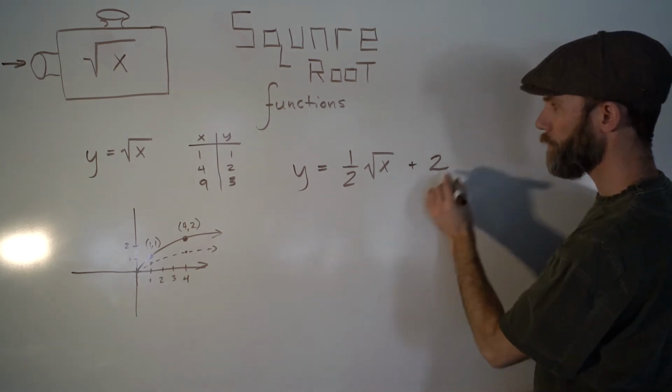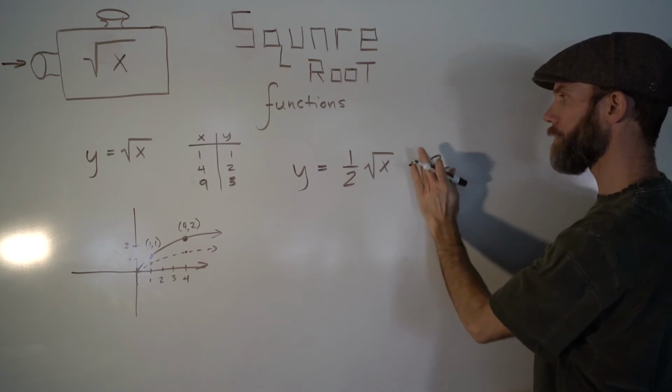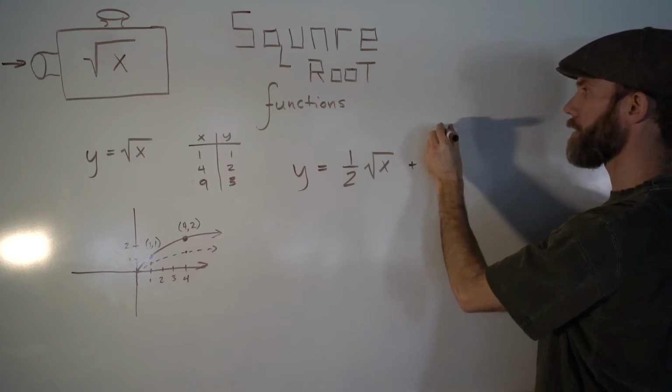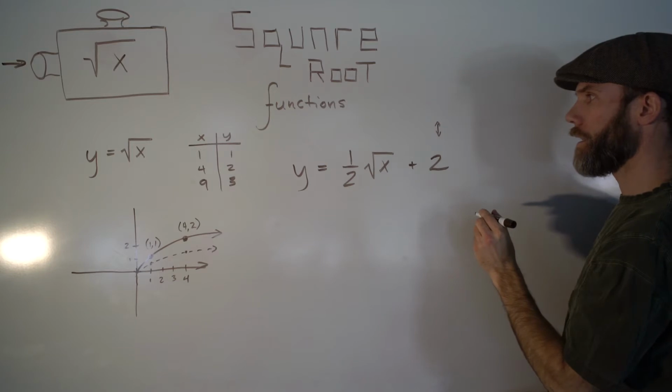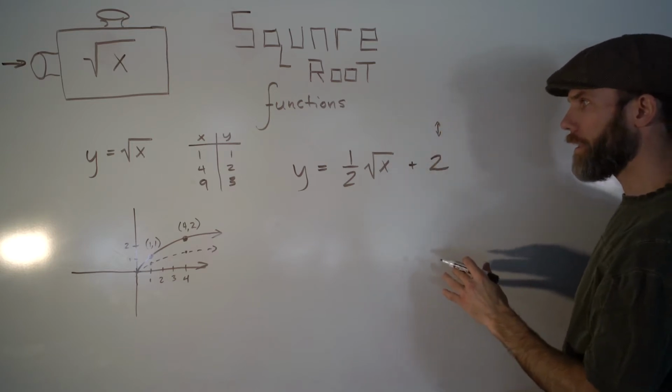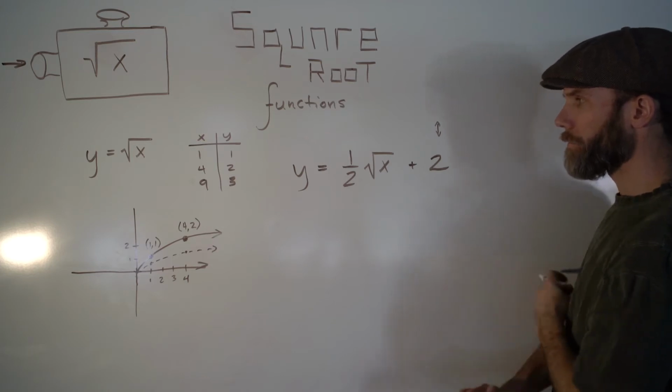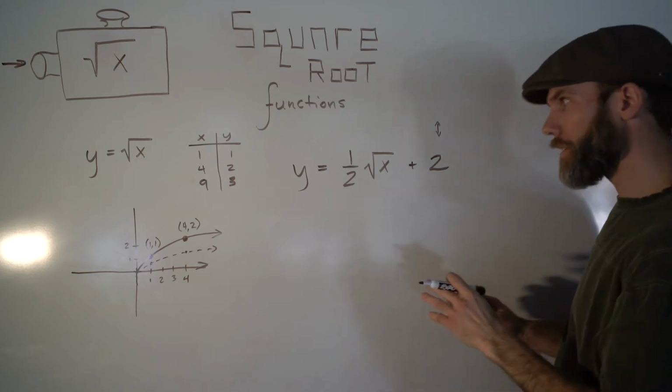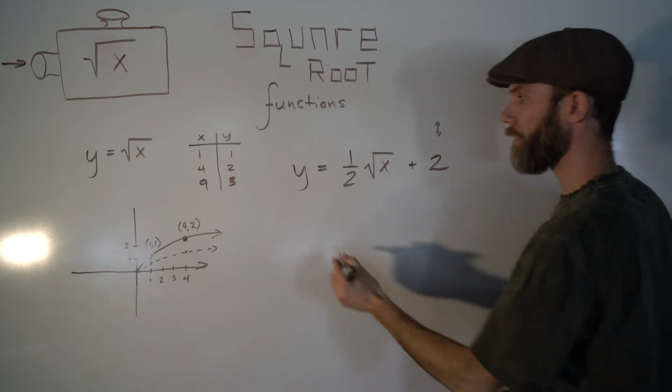So we often consider this number off the end to be a vertical shift number. It moves the graph up or down this amount, and doesn't change the curve, but just moves the whole thing up or down.